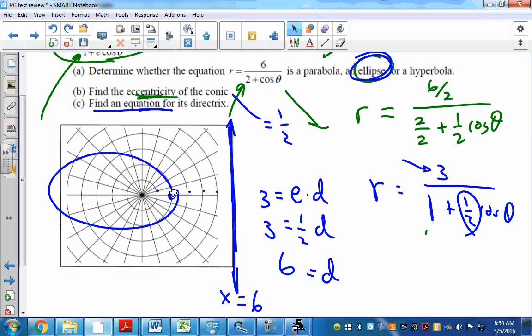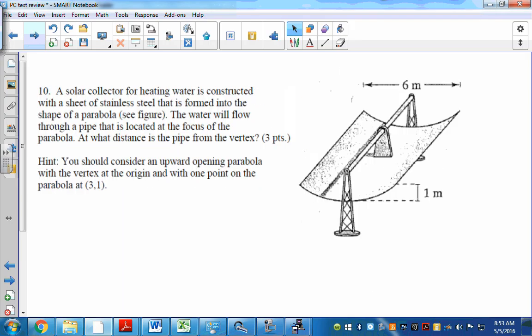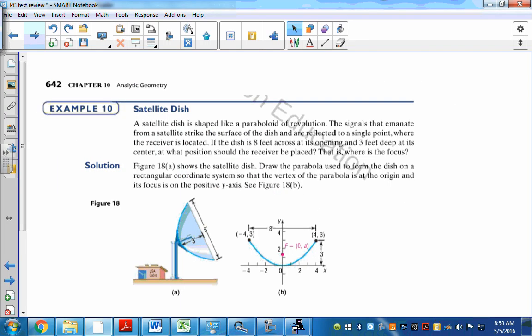Okay, next question. Now, this is an applied problem. The standard form of a hyperbola with a horizontal transverse axis, cooling tower with hyperbolic cross sections. Number 10 is another applied problem, a solar collector for heating water. You might want to look in your textbook. This is a screenshot from page 642.